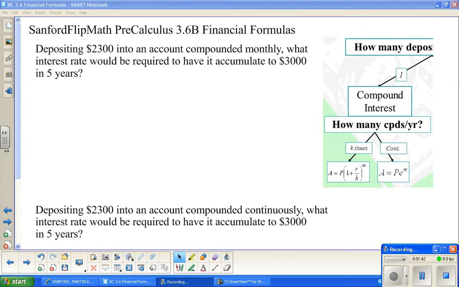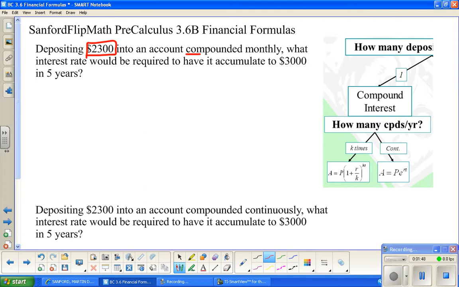Hopefully this works. So we are depositing $2,300 into an account that is compounded monthly. So K times per year, in this case, it's going to be 12 times per year. So K is 12 because it's monthly. I am actually going to use this formula, so I'm going to start dropping numbers in.